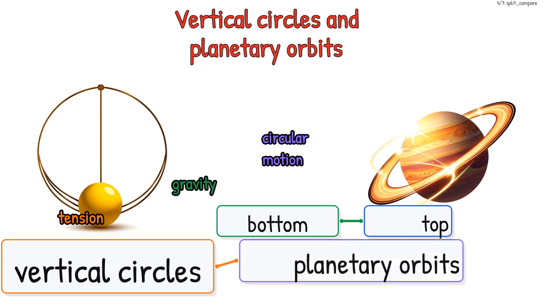For planetary orbits, gravity acts as centripetal force. G times M m over r squared equals m v squared over r.